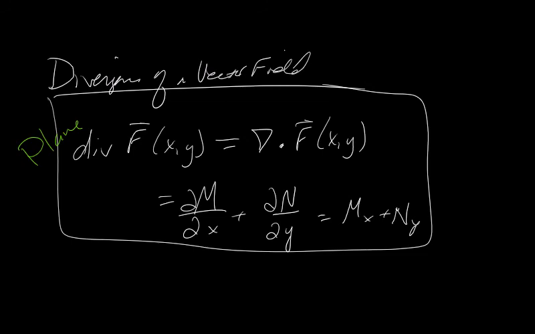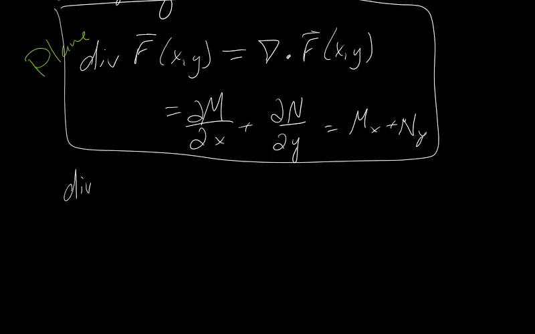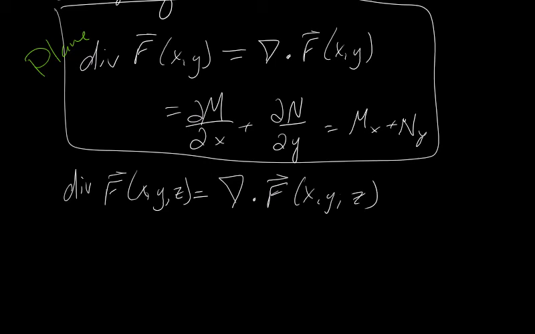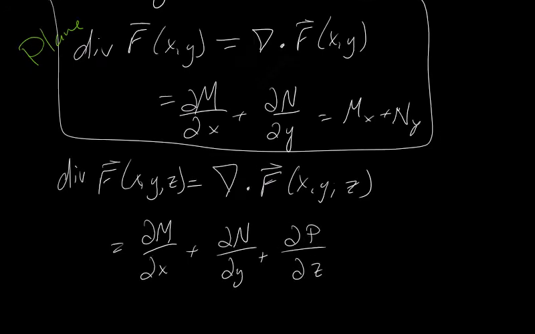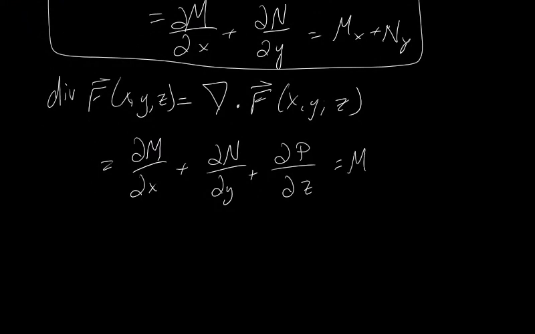All right, and then in space, exact same thing. We're just going into three dimensions. So the divergence of F of x, y, z is going to be equal to the differential operator dotted with F of x, y, z. Okay, and that's going to be equal to the partial of M with respect to x, plus the partial of N with respect to y, plus the partial of P with respect to z. So M sub x plus N sub y plus P sub z.